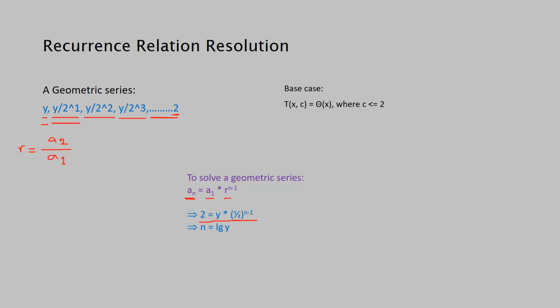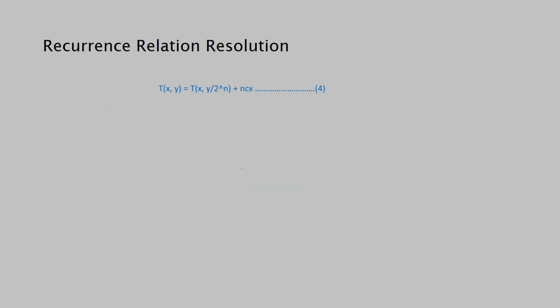So 2 is equal to y into 1 by 2 raised to the power of n minus 1, and if you solve for this, we will find out that n is equal to log of y. I'm not going into the calculation of this here. So now let's plug in the value of n in equation 4. If we plug in the value, we will find this.